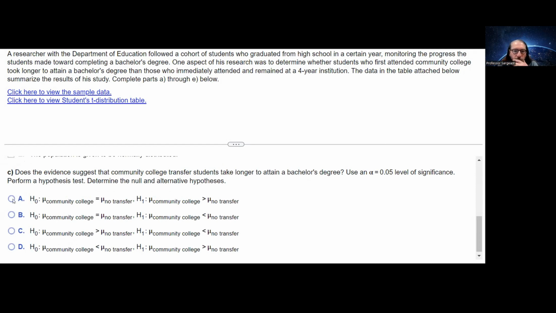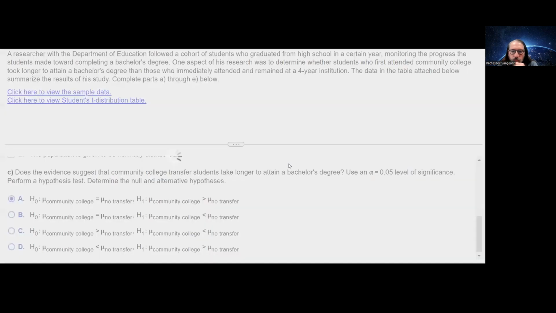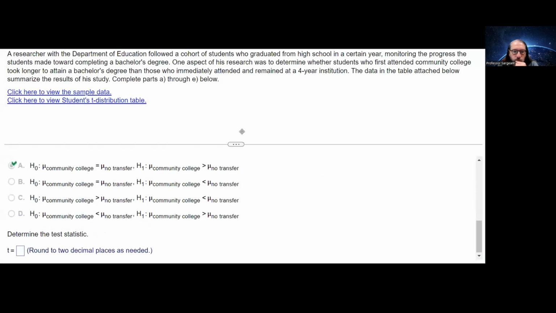Okay, null hypothesis that they are equal, in other words, no difference, versus community college students taking longer to attain, so greater than. In other words, the mean time to graduate for a community college student minus the population mean time to graduate for someone who went straight to a four-year institution would be greater than 0. Calculate the test statistic.